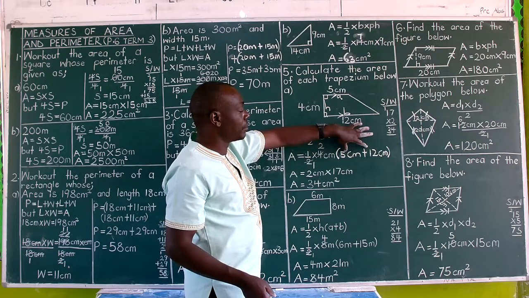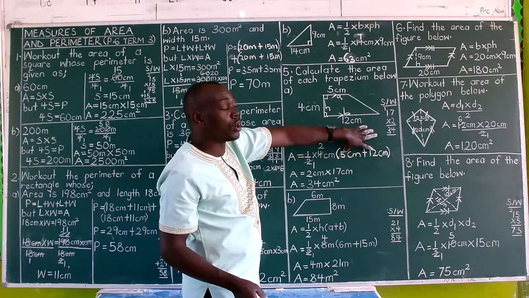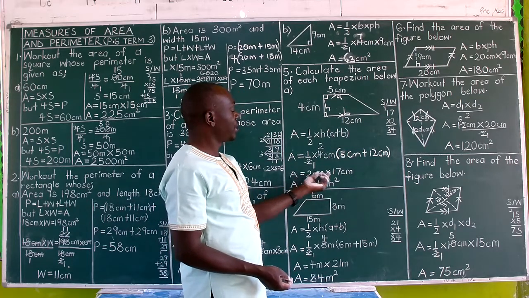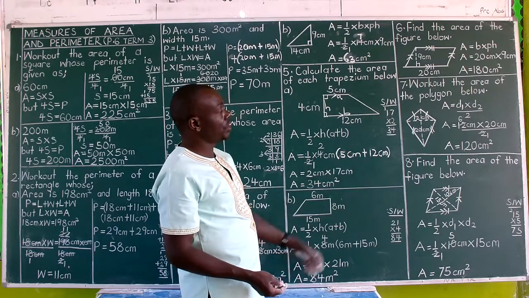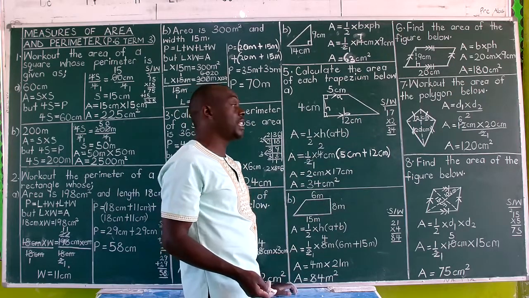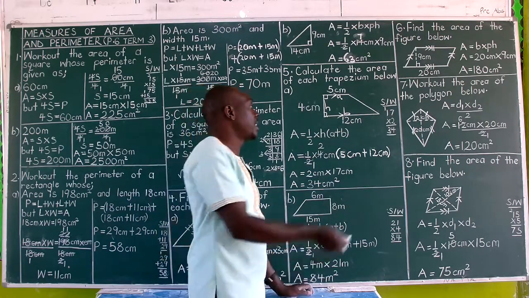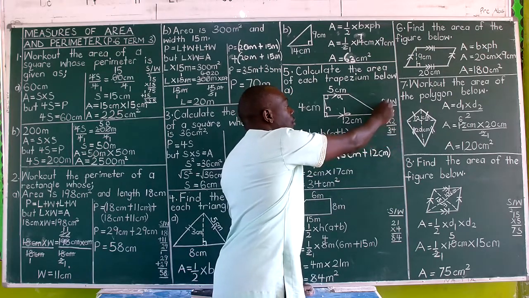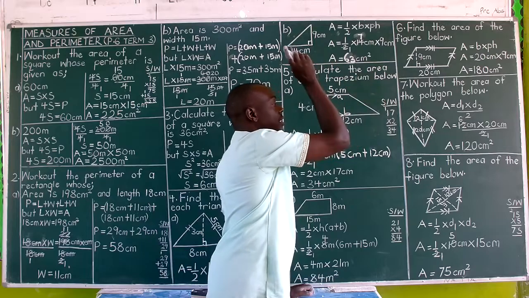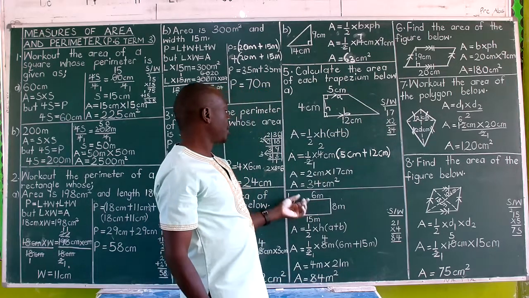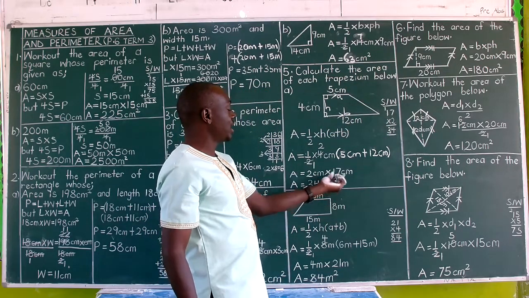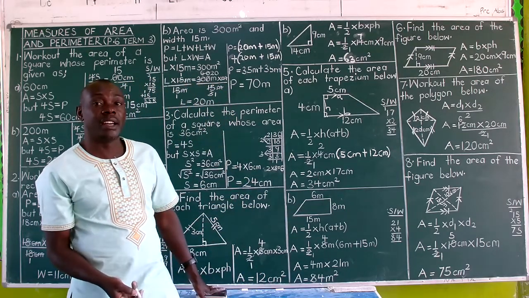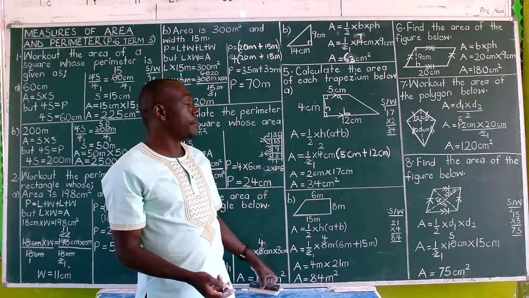What's the sum of 5 and 12? That is 5 plus 12 gets 17. So 2 centimeters times 17 centimeters. Put aside work and multiply properly. 17 times 2: 2 times 7 is 14, write 4 and carry 1, 2 times 1 is 2 plus 1 gets 3, so the area is 34 centimeters squared.